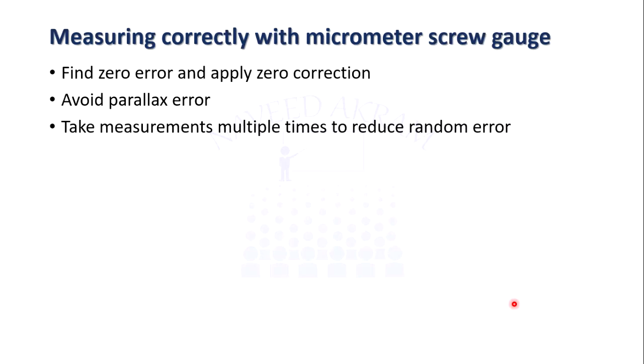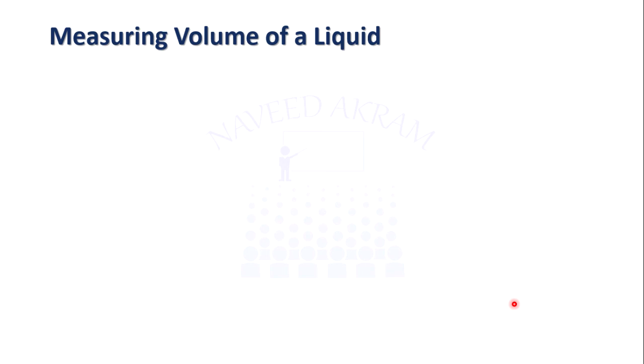Now there are some precautions which you must take while measuring with a screw gauge. Number one, as we recently saw, you have to find the zero error and apply zero correction. You have to avoid parallax errors, and you have to take measurements multiple times and take the average to reduce the random error. Okay, now our next one is measuring the volume of a liquid in a graduated cylinder, or measuring the level of a liquid. It's very easy, you just have to take care of parallax error.